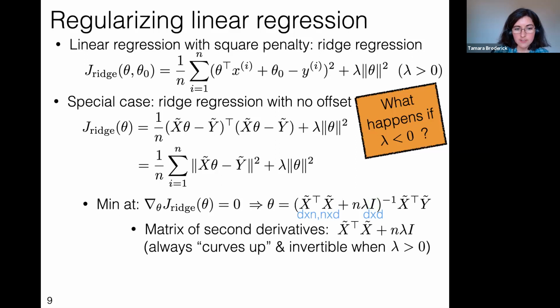Okay, now, again, something that we're not getting into, but I'm just going to tell you, is that the matrix of derivatives, we can calculate it, and it tells you whether this curves up. And here's a fun fact. This particular matrix derivative, this matrix of second derivatives, tells us that this always curves up. And it is always invertible when lambda is greater than 0. So that's very different from what we just did. When we were just doing this least squares, without the penalty, sometimes it's not invertible, or sometimes something goes wrong there. In this case, we're safe. It's always invertible as long as lambda is greater than 0.